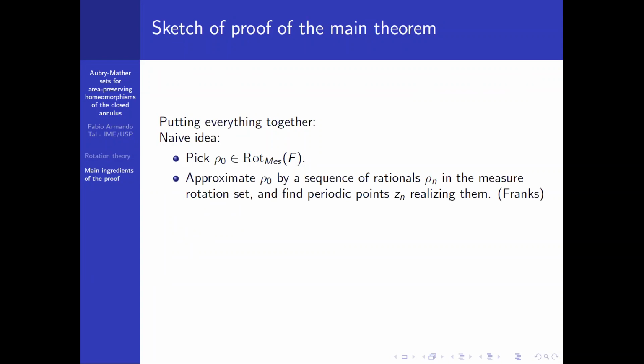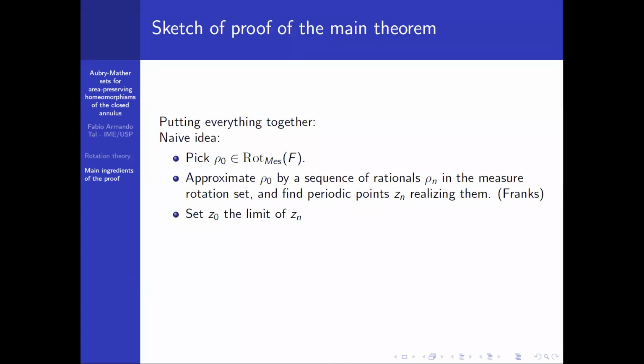You approximate this. If it's just a single point, then it's easy. Every point is going to have the same rotation number, so the Aubry-Mather set is the whole annulus. If not, then the rotation set is an interval, and you have a sequence of rationals in this interval that accumulates on rho 0. And by Franks' result, you can find periodic points Zn which have rotation rho n, and this rho n converges to rho 0. And then you set the point Z0, which is the limit of the points Zn. And then you start to say, okay, maybe Z0 has the rotation number rho 0.